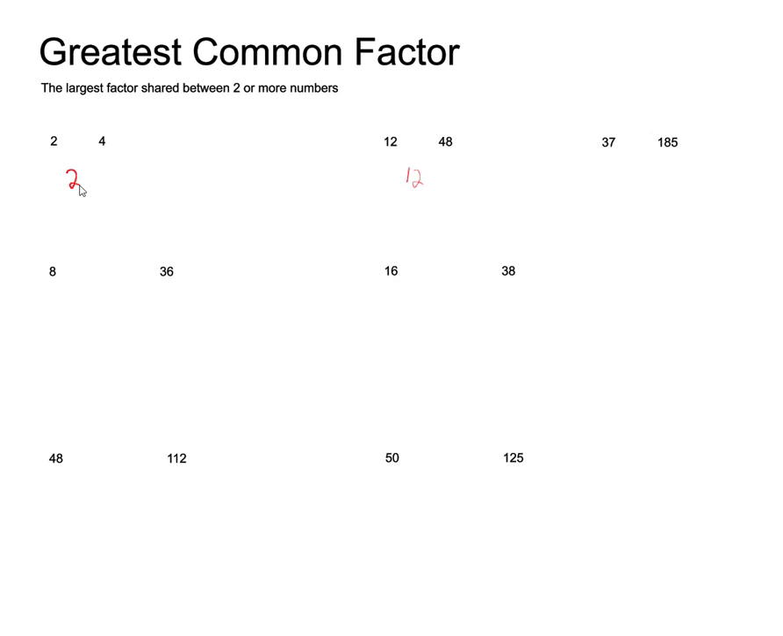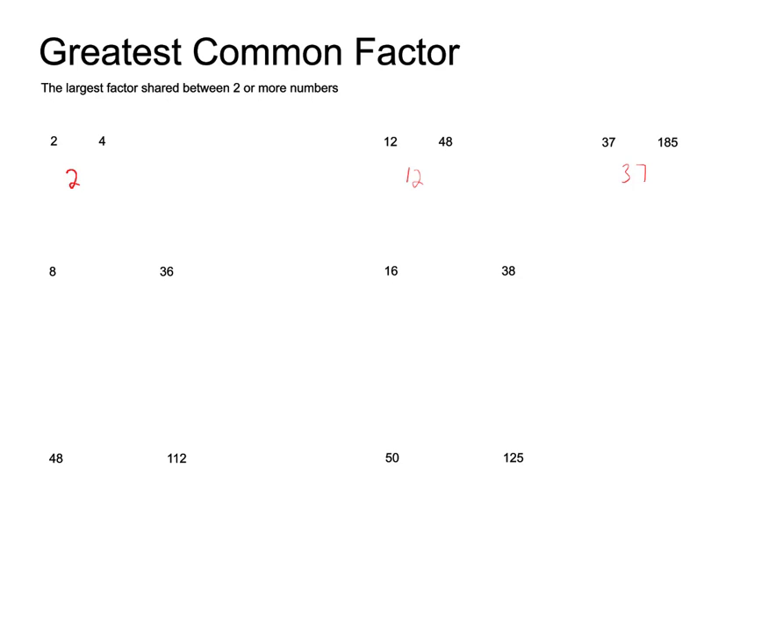With 37 and 185, two numbers that we don't really encounter very often, we can do a quick check to see if 185 is divisible by 37. We realize that 185 divided by 37 is 5, so it is divisible by 37. So 37 is the greatest common factor.